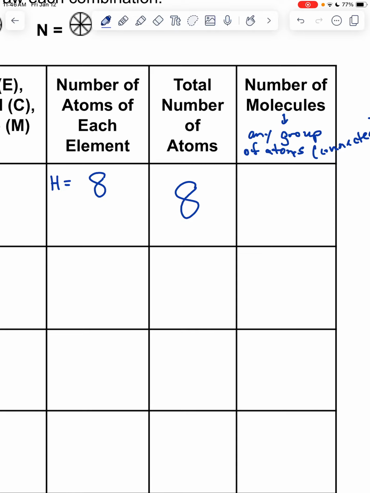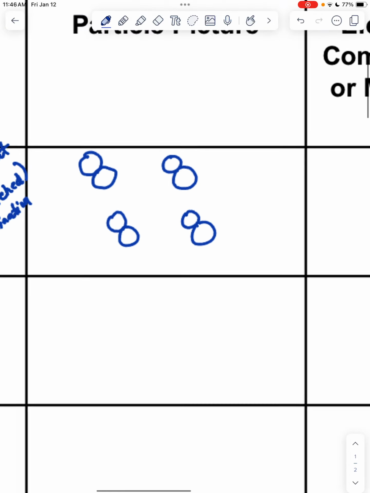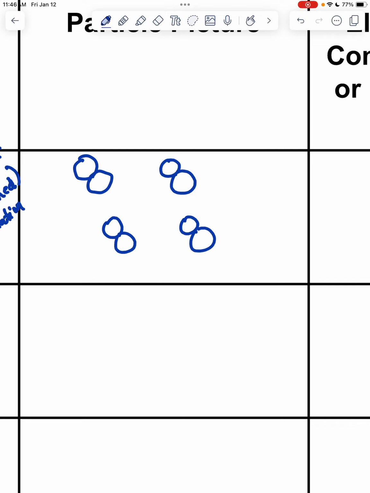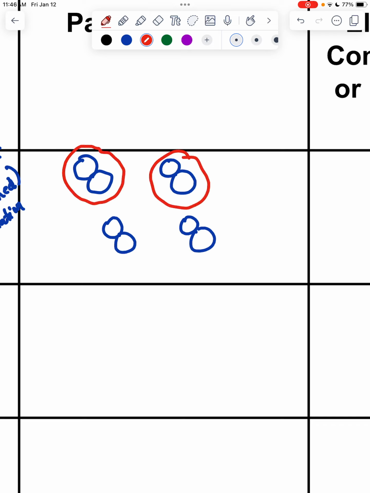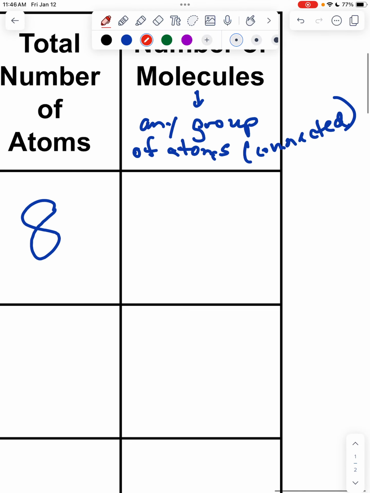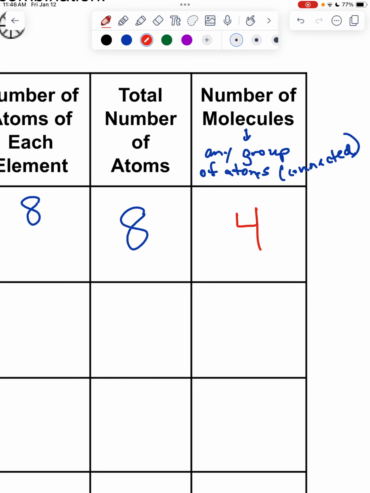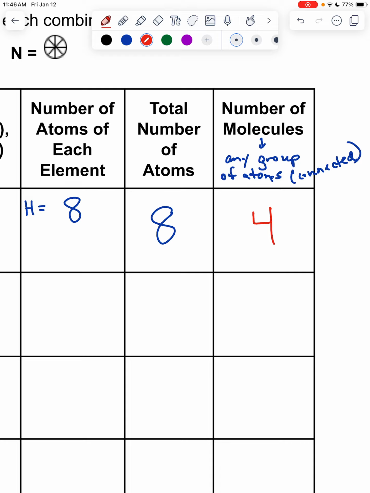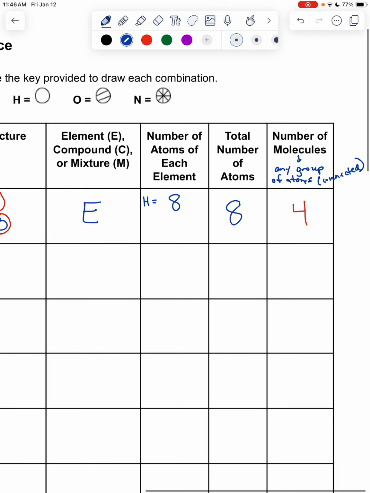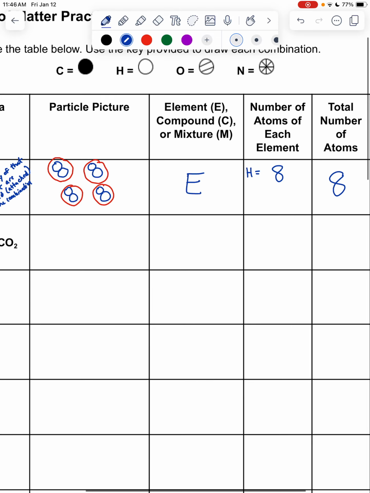Now remember, it's any group. So here's what I'll do. I will circle the groups of things that are connected together, and I end up seeing that there are 4. So 4 molecules, and that's what differentiates a molecule from an atom. A molecule is a group of things that are attached. An atom is each individual portion, right? The smallest unit of measurement there.